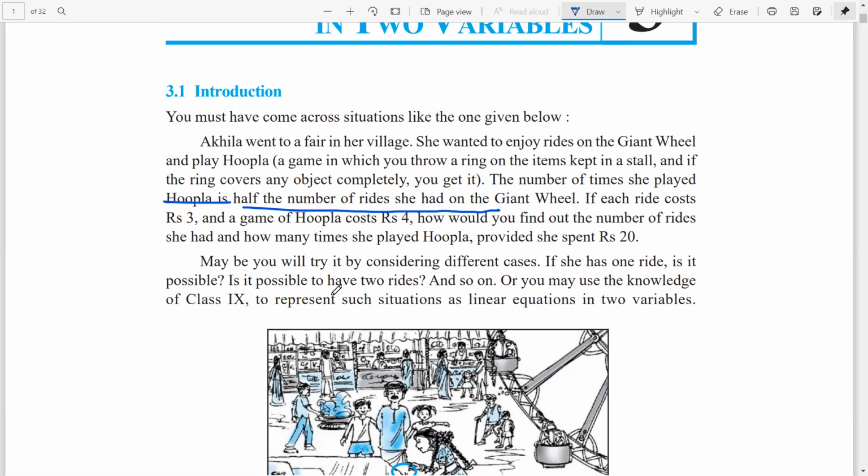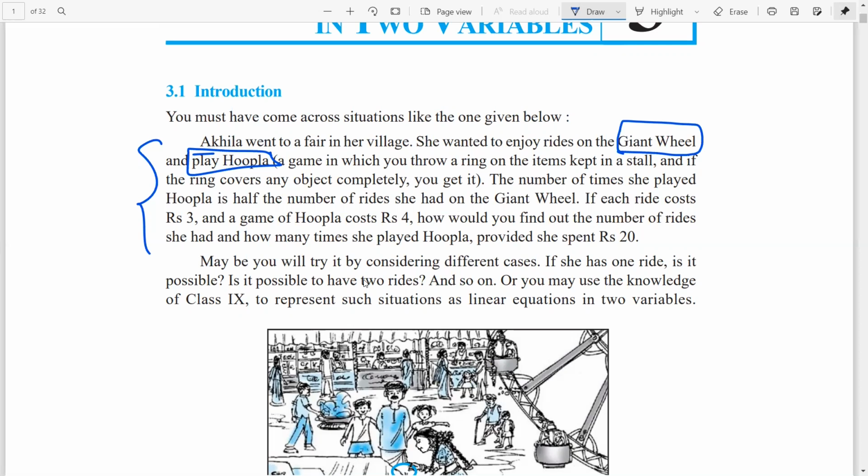It's a very important, very powerful thing. A pair of linear equations in two variables can help you solve some real problems. Everyone understands the story, what is happening? Akhila is going to the fair. There are two things she can do. She can go on a giant wheel, right? And she can play hoopla. Now, how many times did she do both of them? That is what we need to find out.